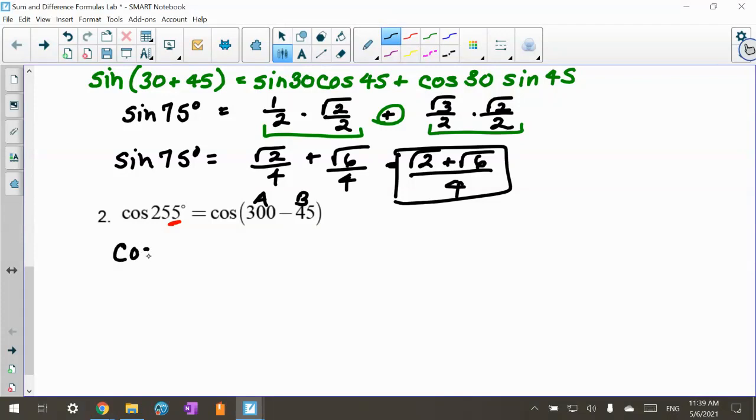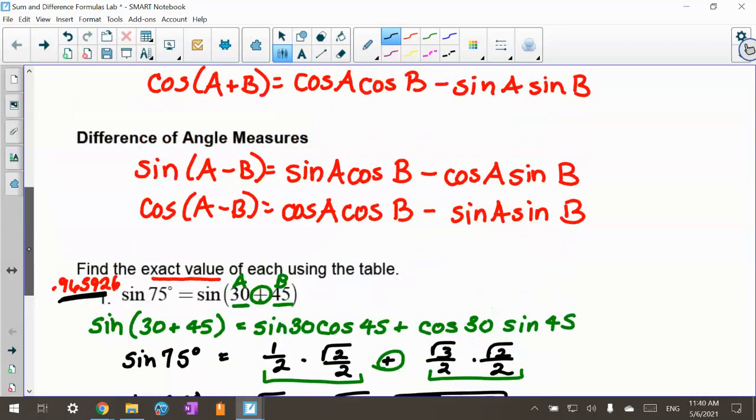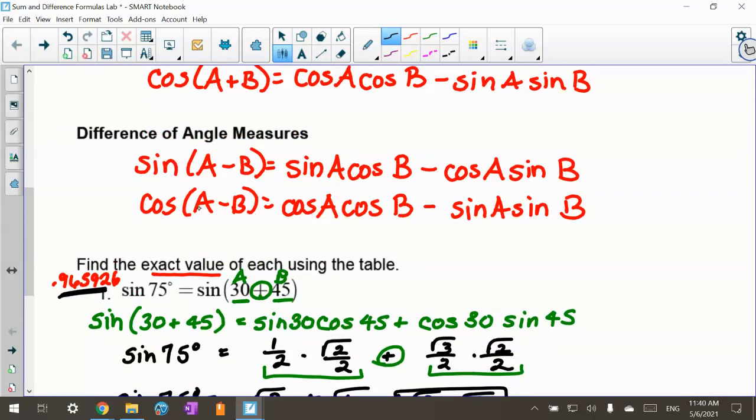So the cosine of 255 degrees, and I'm using the A minus B formula, is the cosine of 300, the cosine of 45, plus the sine of 300, sine of 45. Again, where did I get that? Well, I used the A minus B formula, and I'm doing cosine, so wherever there's an A, I put 300. Wherever there's a B, I put 45. And I just plugged them right in this formula right here.